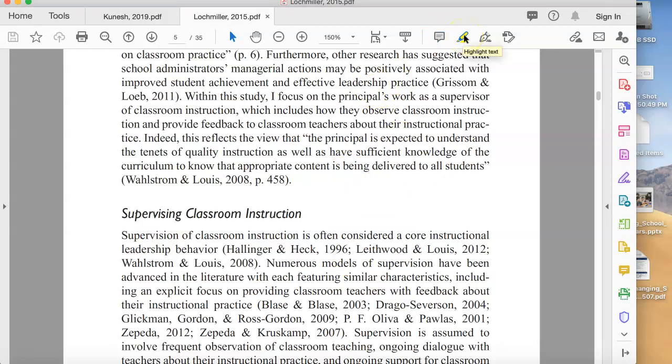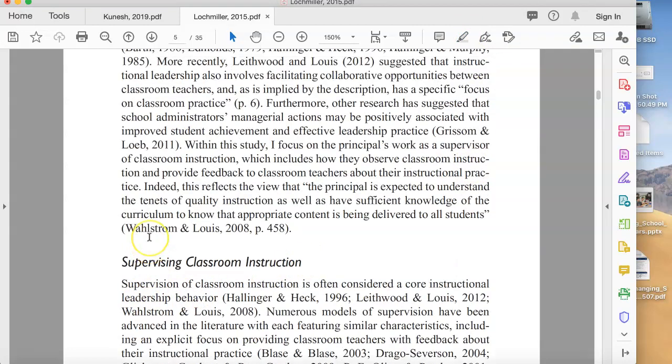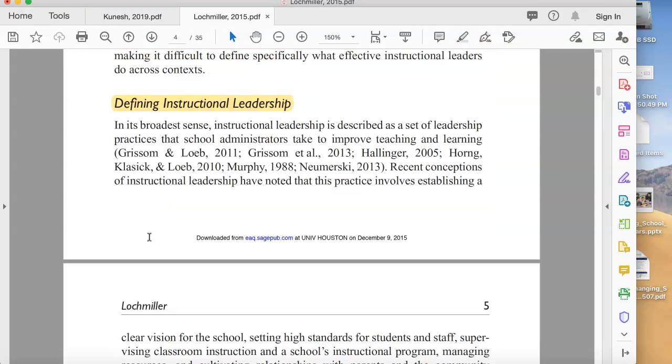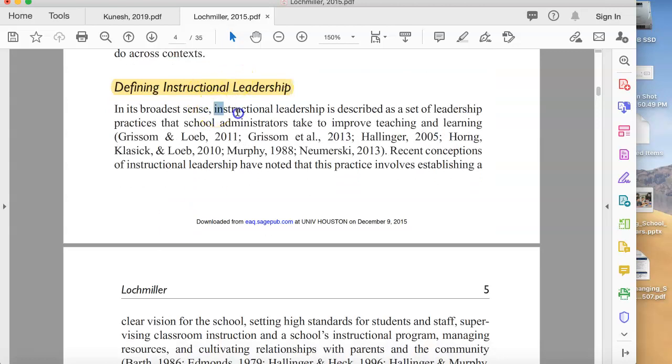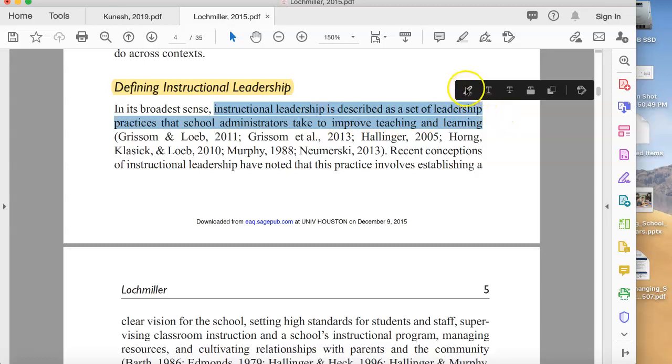If you're reading in a PDF, as I like to do, remember the tools that you have. So let's say here, we want to make sure that we highlight this, because this is a really important part. So it's highlighted, and then we hit save. So we can come back and skim this later if we want.